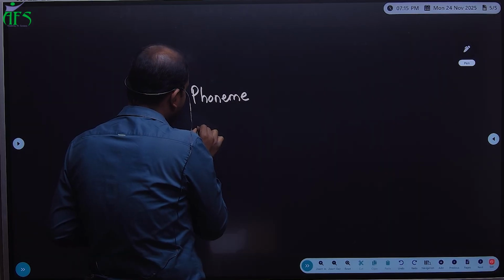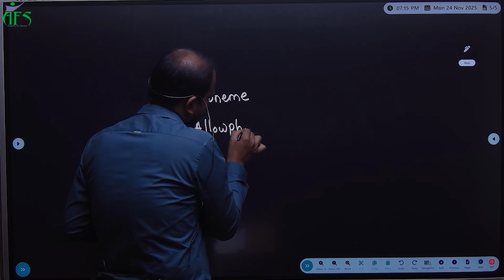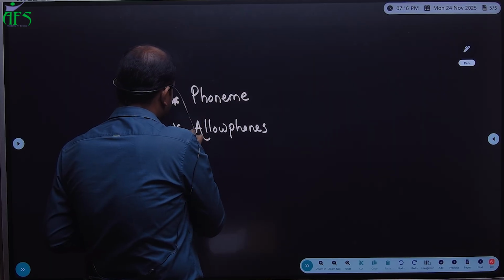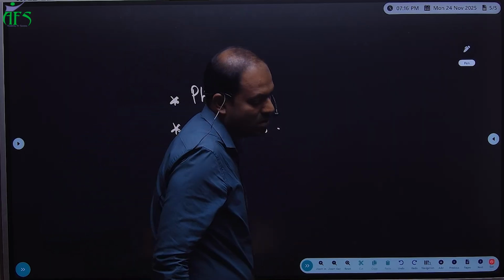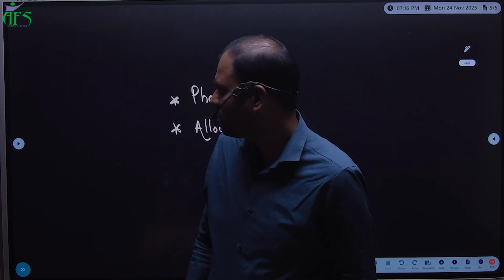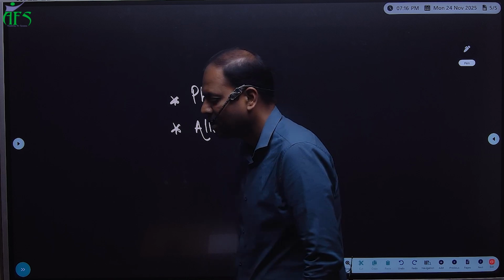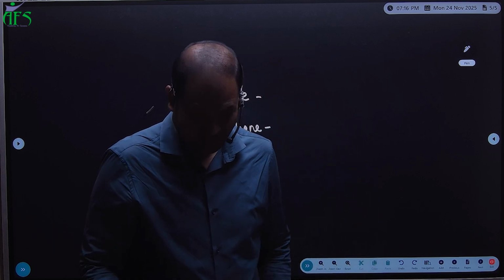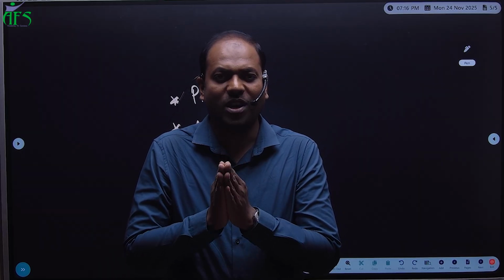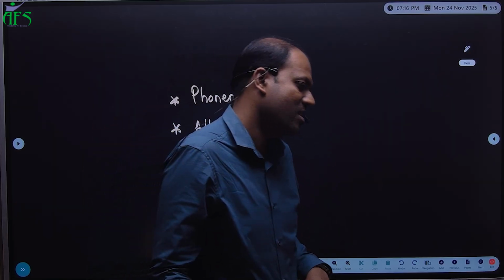Phoneme and allophone, not allophones, allophone. Now we have seen that in the English language there are 44 speech sounds, meaning 44 phonemes.